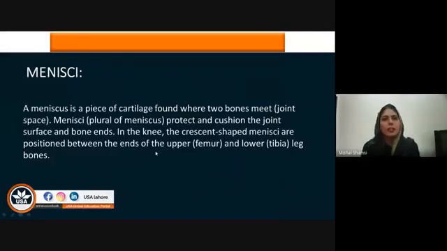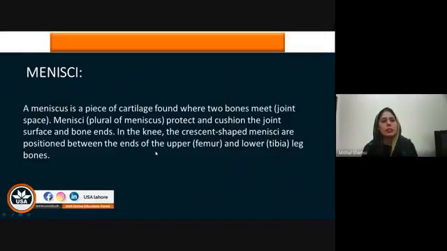So after the ligaments, we move forward toward the menisci. We have studied the ligamentum patella, medial collateral ligament, lateral collateral ligament, oblique popliteal ligament, arcuate ligament, and the anterior and posterior cruciate ligaments. Next, we'll move forward toward the menisci.